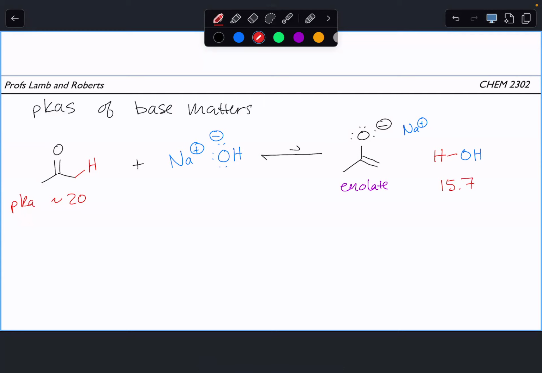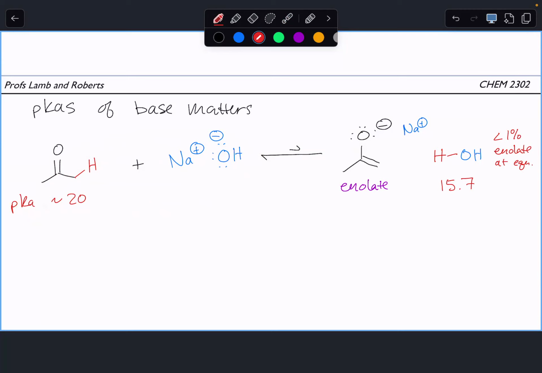So what does that mean? 15.7 is a lower number. It is more acidic, right? So that means that it is actually more favorable for the enolate to deprotonate water and to go back over here. So it can happen, just not a lot. So at equilibrium, we have less than 1% of our enolate at equilibrium. Okay. Now, 1% can be enough to do chemistry. So you're still going to see this, but it does cause problems in some cases.